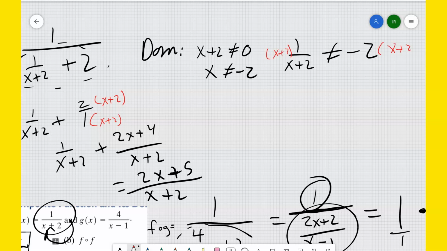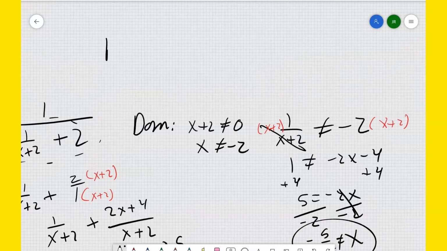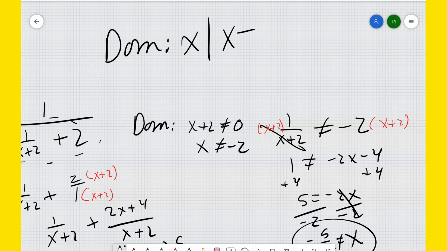Multiply by x plus 2 to get the x plus 2 off the bottom. So that cancels. So I've got 1 cannot equal negative 2x minus 4. Add 4. 5 can't equal negative 2x, divided by negative 2. So x can't equal negative 5 halves. So my overall domain is all x such that x cannot equal negative 2 or negative 5 halves.